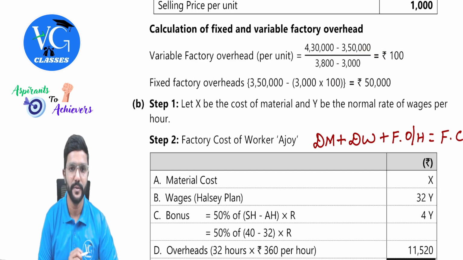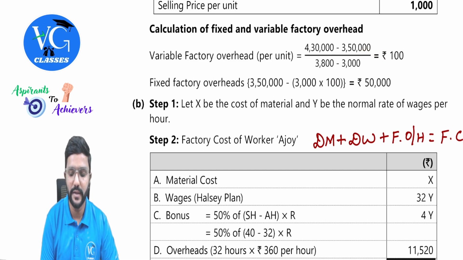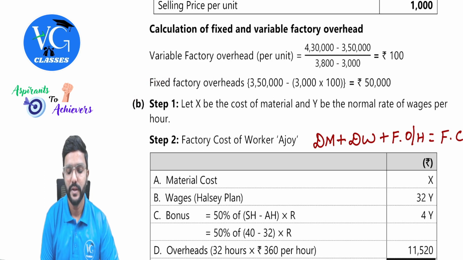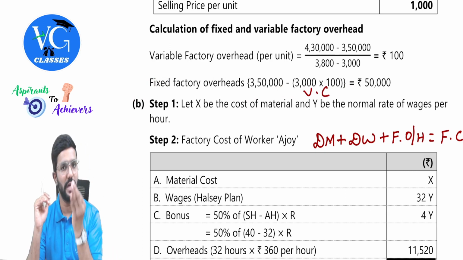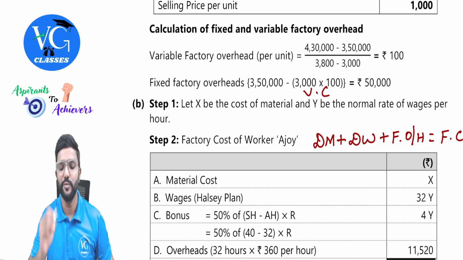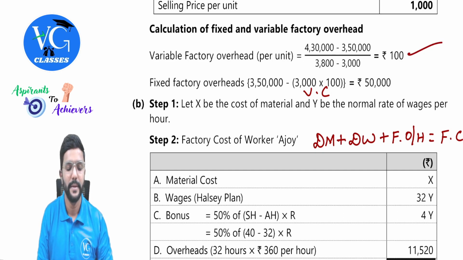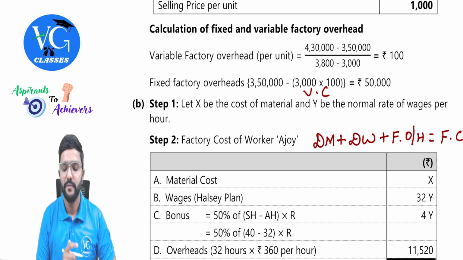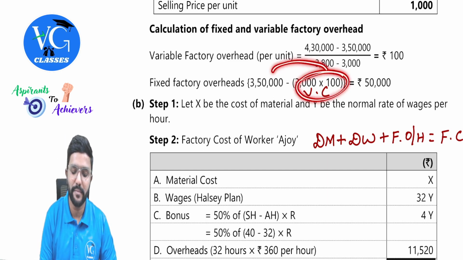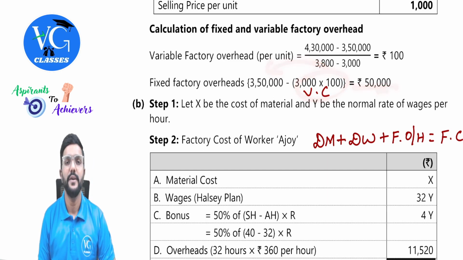This is variable portion. So let us take any particular month, that is April only they have taken. 3,50,000 is the total factory overhead. From that reduce variable portion. This is variable portion, guys. Variable cost, that is 3,000 units are produced. For each unit, how much? 100 rupees, which we have got here. So 3,000 into 100, we will get 3 lakh. So 3 lakh minus 3 lakh 50, how much is our fixed factory overheads? 50,000.